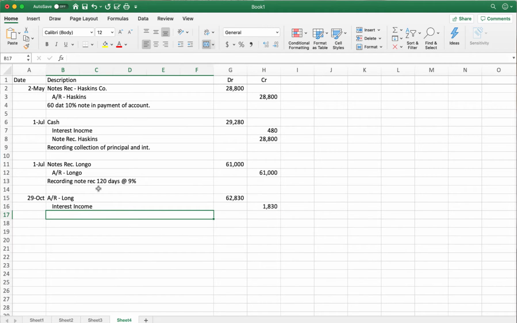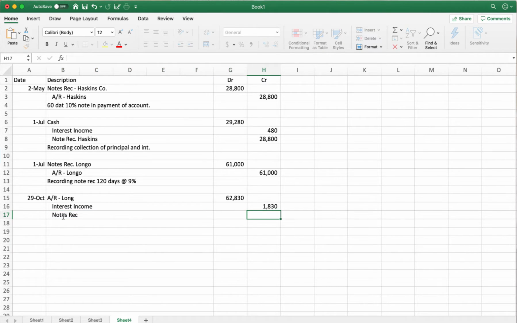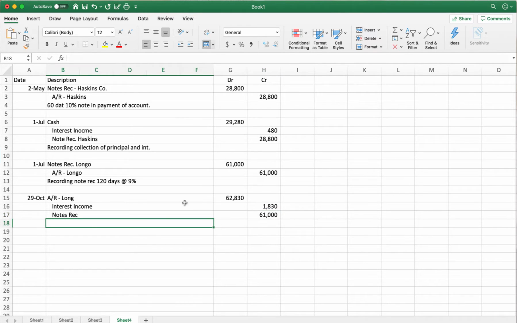And how much are we going to get the notes receivable off the books for? Well, what we put it on for. We put it on for $61,000. We need to get it off for the same $61,000. Our debits and credits equal in this transaction. We're good. So what do we say here? Well, we're recording the dishonored note.